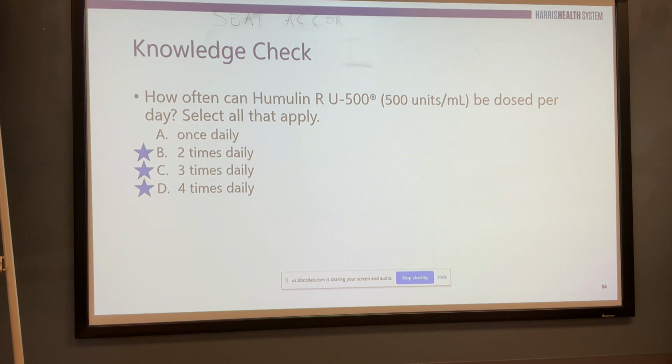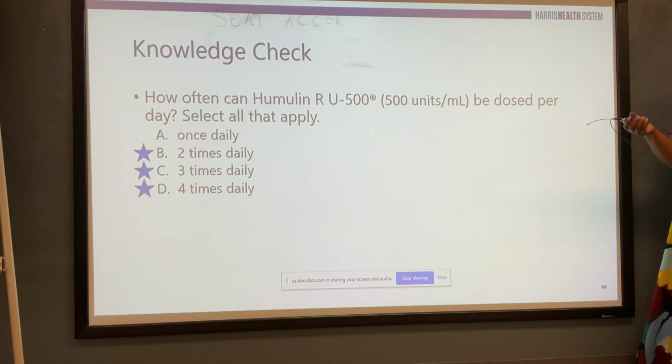If you give somebody U500, this is the most concentrated insulin. They won't need a Lantus. They won't need a Levemir. U500 is going to do its job. They're going to be on it a minimum of 2 times a day and up to 4 times a day. Most of the time in clinical practice, you see it administered at breakfast, lunch, and dinner, just 3 times a day. But there might be some patients who are on it 2 times a day or up to 4 times per day.